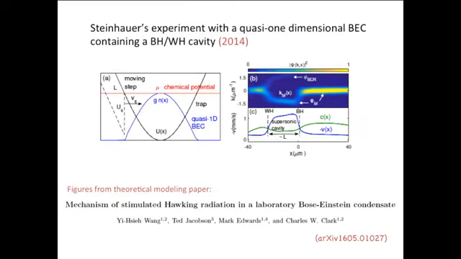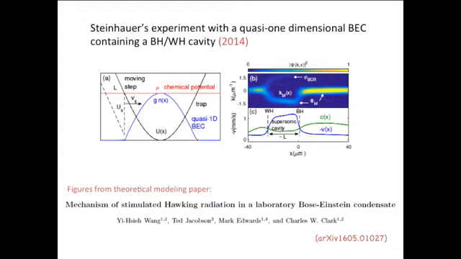So Jeff Steinhauer, who'll speak next, has done a lot of work on these Bose condensates and developed the ability to create flows that have horizons and to measure what's happening inside those flows to the flow and the phonons. And one of those experiments is one that my collaborators and I have modeled. Actually, several groups have been modeling this experiment, including Jeff's group.